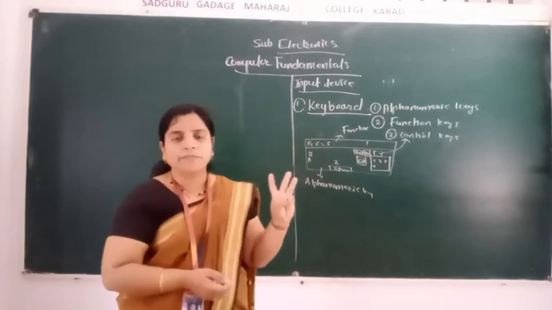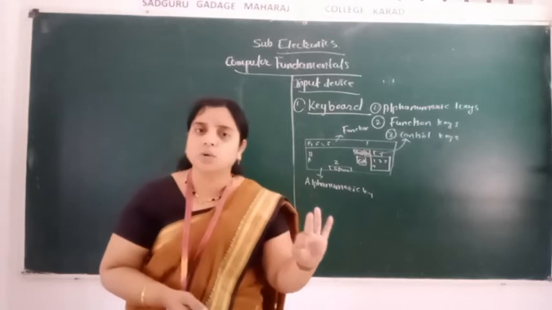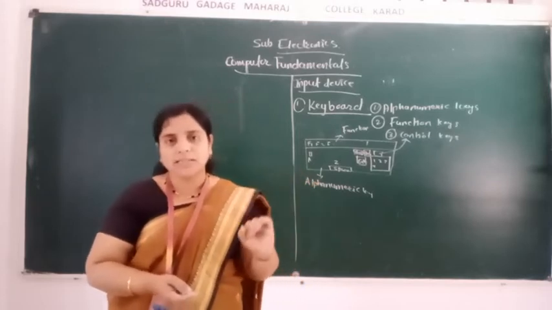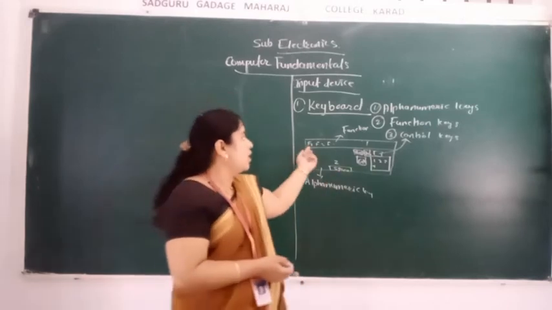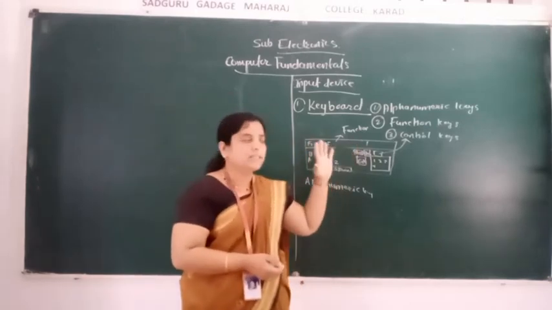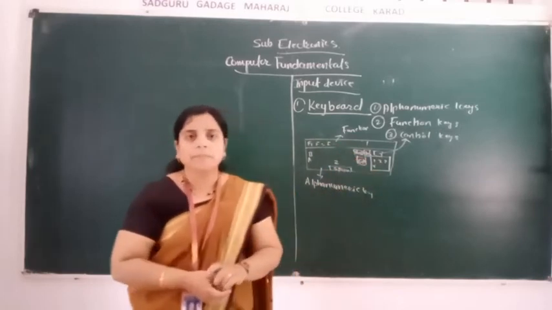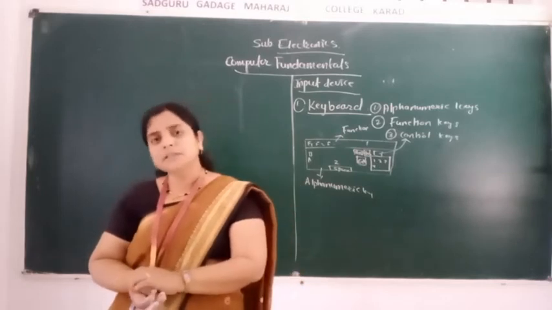There are three types of keys: alphanumeric key, function key, and control key. Alphanumeric key means A to Z, whatever alphabets are there. F1, F2 and all these keys are called function keys, and control keys are backspace, enter key, and space key. All these keys are the control keys.